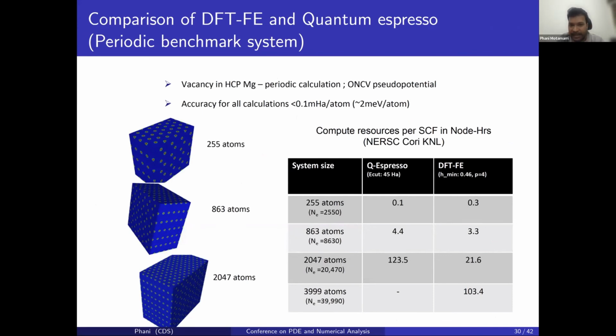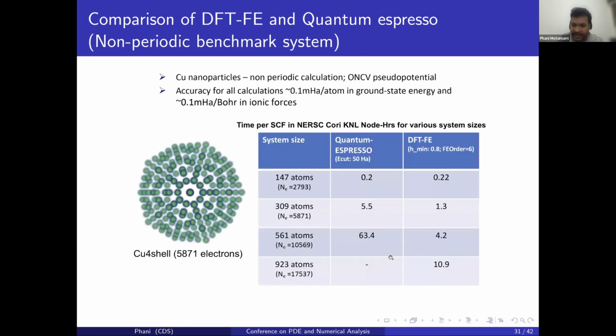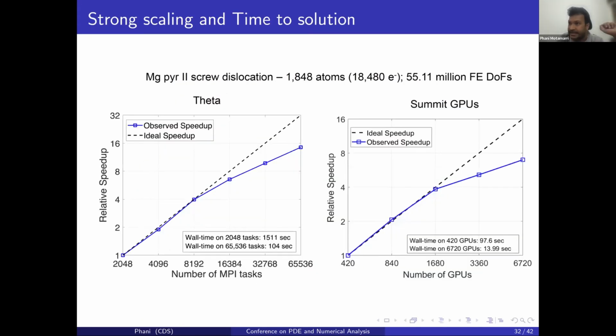So we did comparisons with the state-of-the-art codes, and we find that as you keep increasing system size, we are significantly faster than the conventional state-of-the-art codes. And we did this on various systems here. We also studied the scalability, where we went up to 6,000 GPUs, and we saw that we reached up to 96% efficiency until this regime, and we are still at 40% efficiency when we keep on scaling, which is a very good scaling efficiency, because we have very few degrees of freedom per GPU.